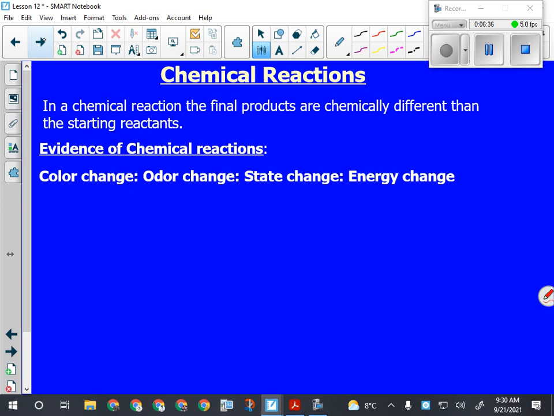All right, so this is kind of the definition of a chemical reaction, so it's important. In a chemical reaction, the final products are chemically different from the starting reactants. Evidence of chemical reactions: color change, odor change, state change, energy change. One that we didn't list was a gas being evolved. A precipitate being formed is another one. Usually those also involve color changes and state changes.